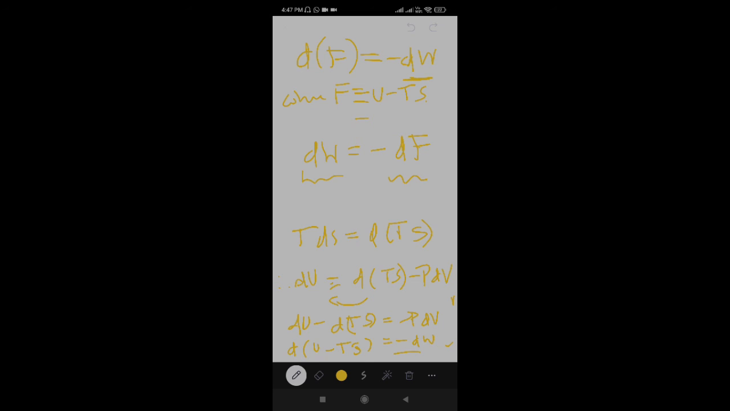Now we are almost running out of time, so it is better to derive this relation in the next class.